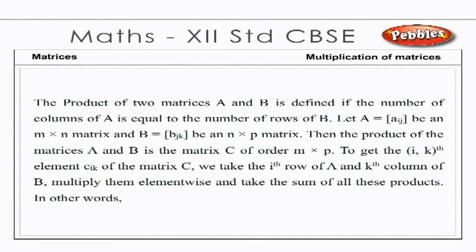Let A = [aij] be an m×n matrix and B = [bjk] be an n×p matrix. Then the product of the matrices A and B is the matrix C of order m×p. To get the (i, k)th element cik of the matrix C, we take the ith row of A and the kth column of B, multiply them element-wise and take the sum of all these products.